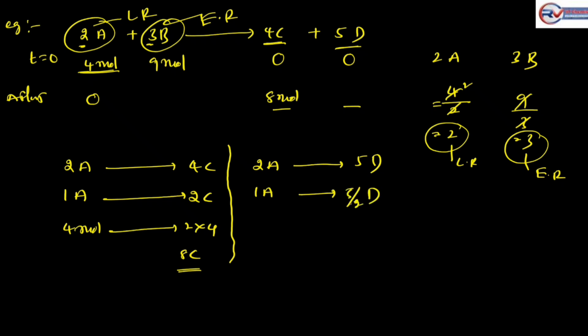It is 5 by 2 D mole. But the limiting reagent is 4 moles. I am taking 4 moles of A. It gives how much? 5 by 2 into 4. It becomes how much? 10D. 10D moles is formed.